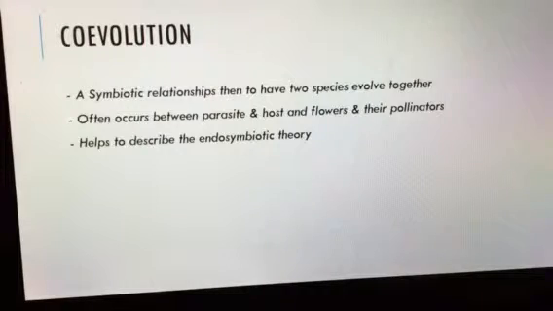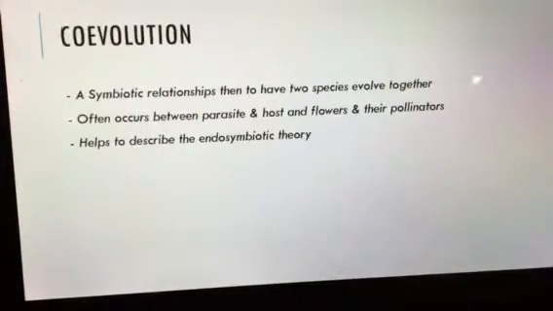Coevolution also helps to describe the endosymbiotic theory. Now remember, with the endosymbiotic theory, we basically had a large single-celled prokaryote engulf a smaller single-celled prokaryote. Those two prokaryotes started to live together, co-evolve together, and became what we think is the first eukaryotic cell.